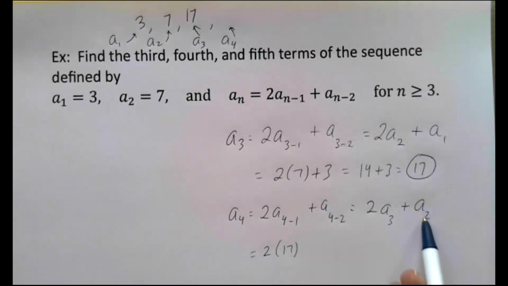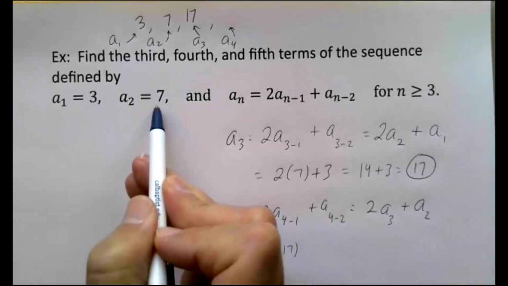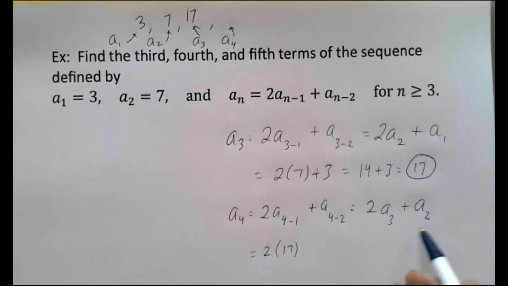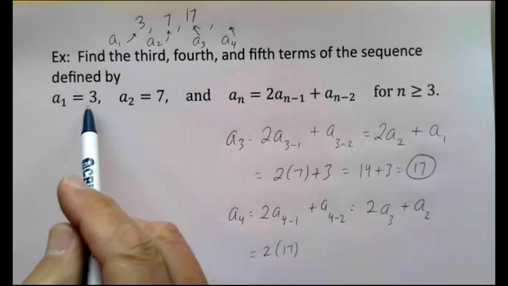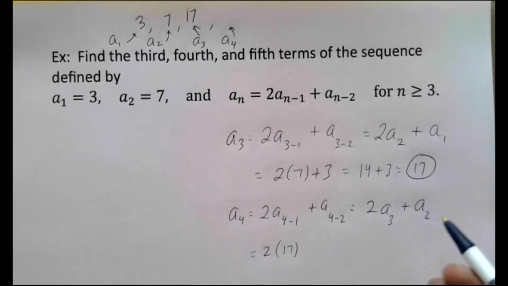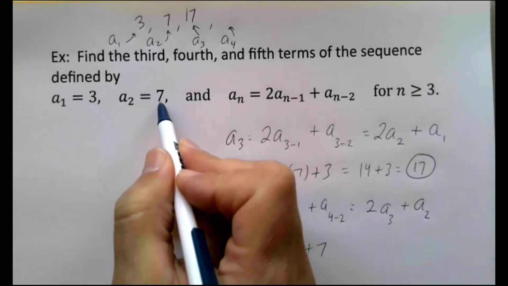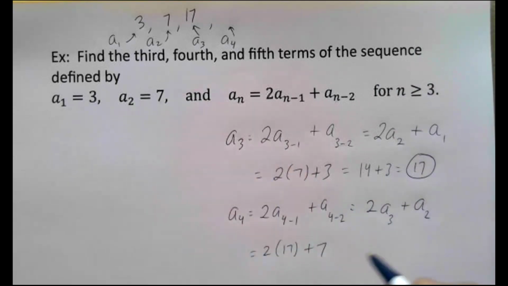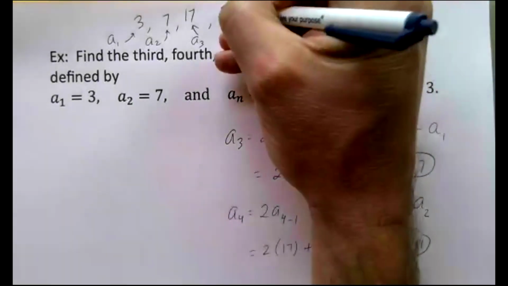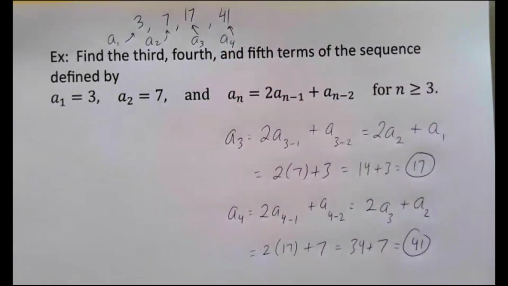What's a sub 2? You say, I don't know what a sub 2 is. Yeah, you do. It's 7. All the things that we need here, we have already done. They were either given to us or you just did it right here. So a sub 2, I'm gonna replace with the 7 right there. 2 times 17 is 34, and 34 plus 7, I believe, is 41. We just found the fourth term of the sequence.